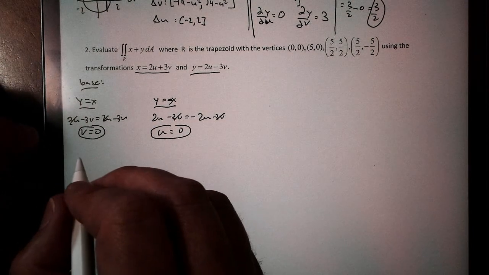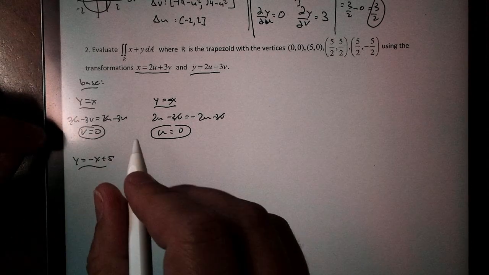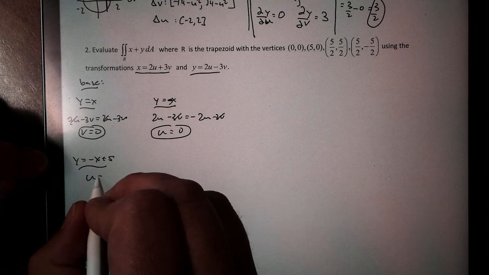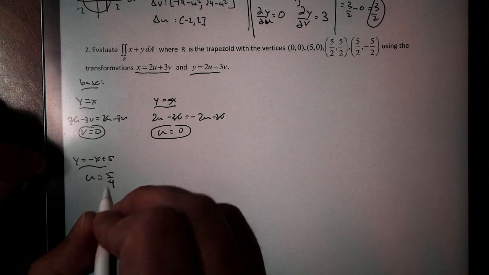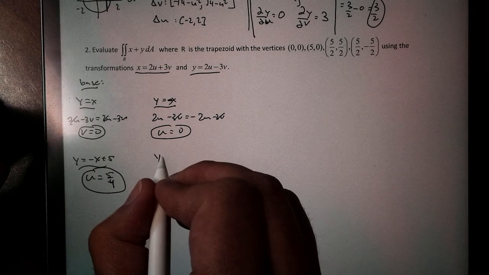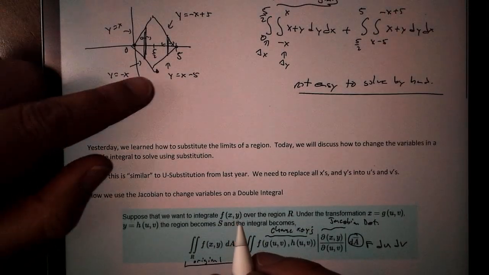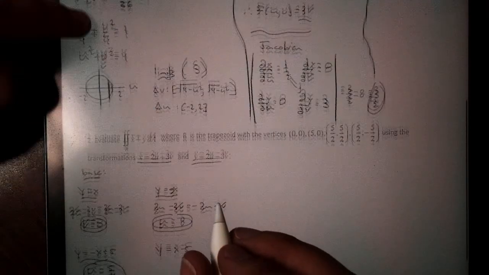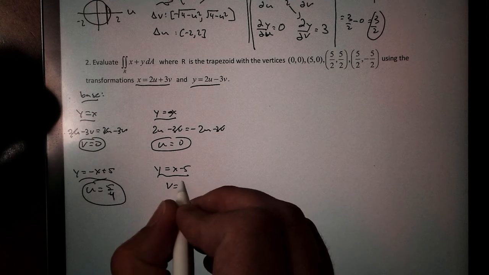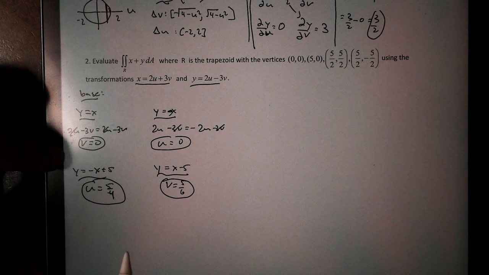We did have a couple of other lines here. We had y equals -x plus 5. And I'm going to shortcut this a little bit. What you wind up with here is u equals 5 over 4. And the last one was y equals x minus 5. Again, remember, we got those from up here. If you solve this one, plugging these in, you would get v equals 5 over 6. You can verify that.